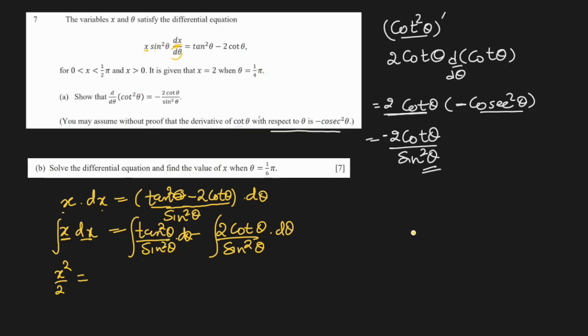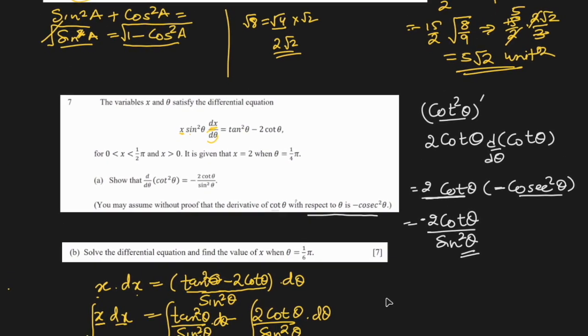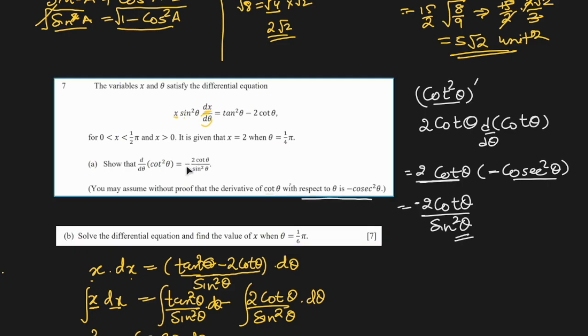So this can be simplified. Tan square theta will be sine square theta over cos square theta, and we already have a denominator sine square theta, so we'll write sine square theta also. They cancel out, so we are left with 1 over cos square theta, which is secant square theta. That means this one can be written as secant square theta d theta, and minus 2 cot theta over sine square theta is already given to us.